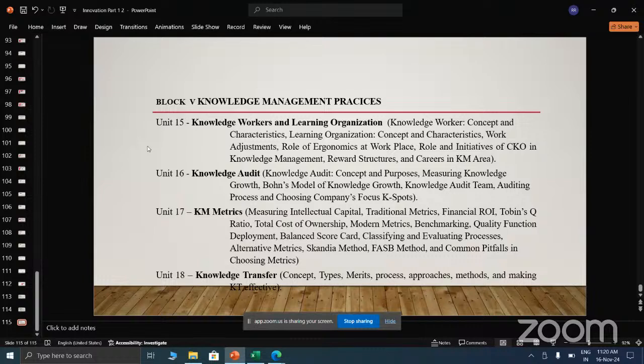And the last unit is on knowledge transfer, wherein we will discuss knowledge transfer concepts, types, merits, the process, approaches, methods, and making knowledge transfer effective.